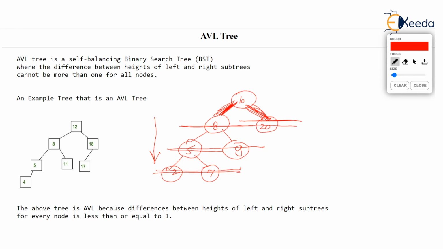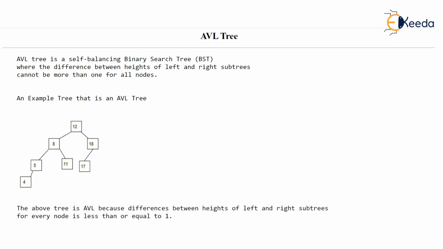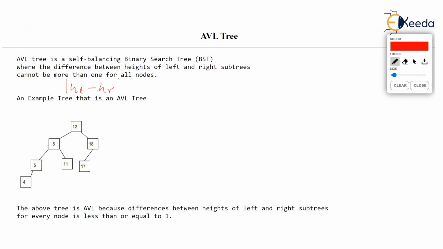So coming back to the definition we wrote: for any node, the absolute value of HL minus HR, the absolute value of the difference between the heights of left and right, must be less than or equal to 1. It cannot be greater than 1. So again, let's consider some examples.